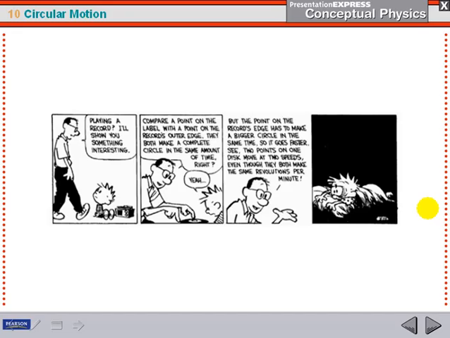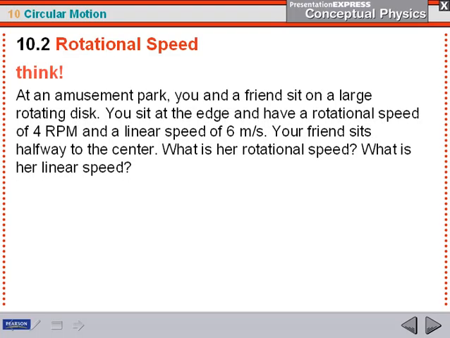So, this is an old Calvin and Hobbes cartoon, which sums up what I'm trying to explain right here. So, here's the thing. At an amusement park, you and a friend sit on a large rotating disc. You sit at the edge and have a rotational speed of 4 RPM and a linear speed of 6 meters per second. Your friend sits halfway to the center. What is her rotational speed? What is her linear speed?